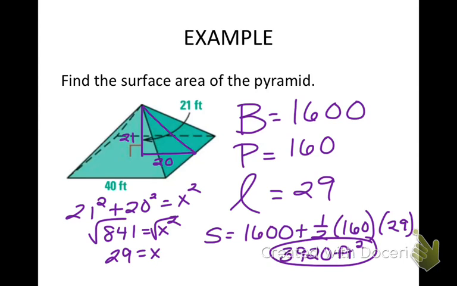Okay? Pyramids. Not too crazy? All right, take a moment, write that formula on your index card.